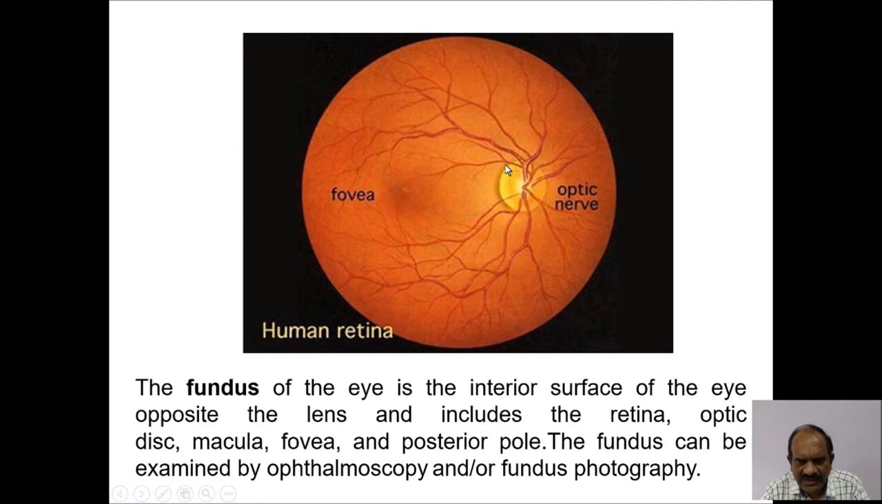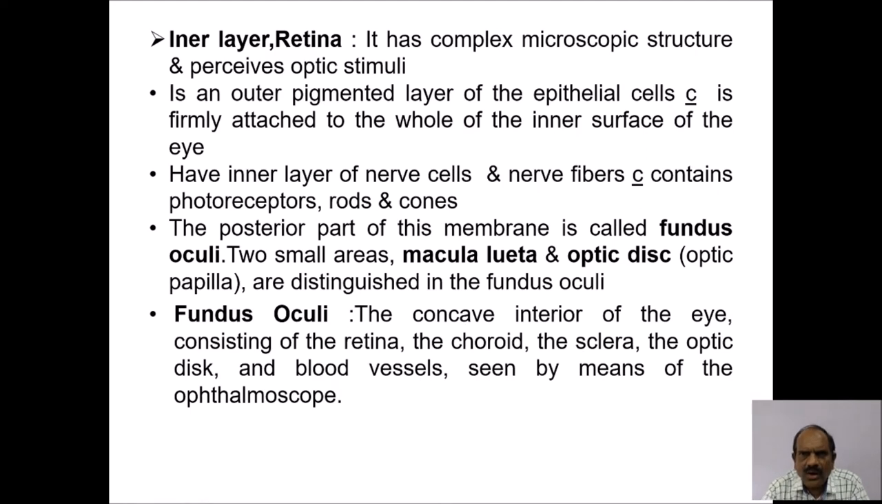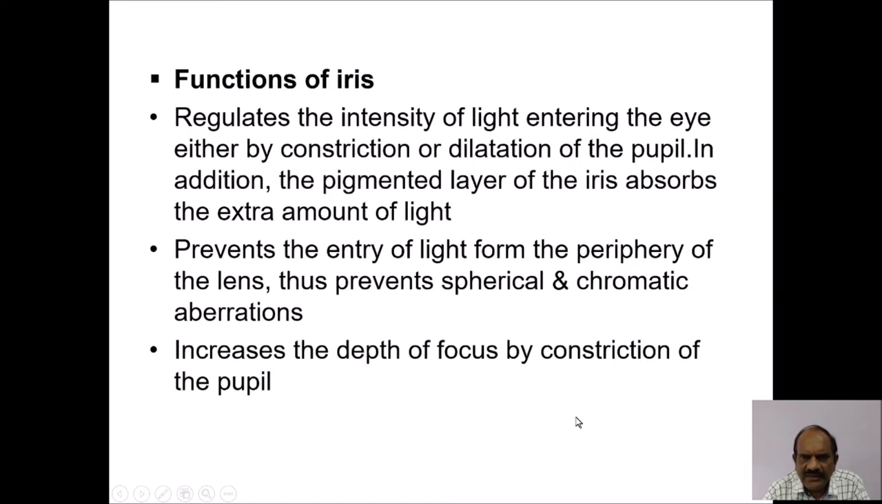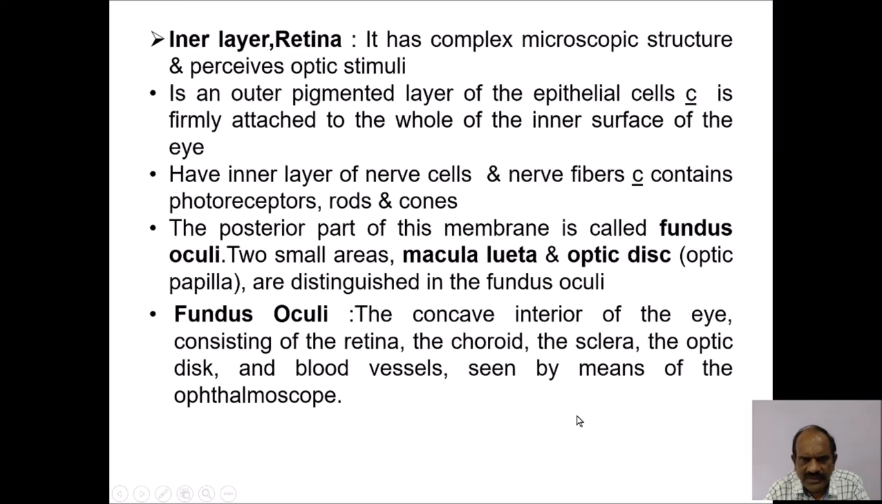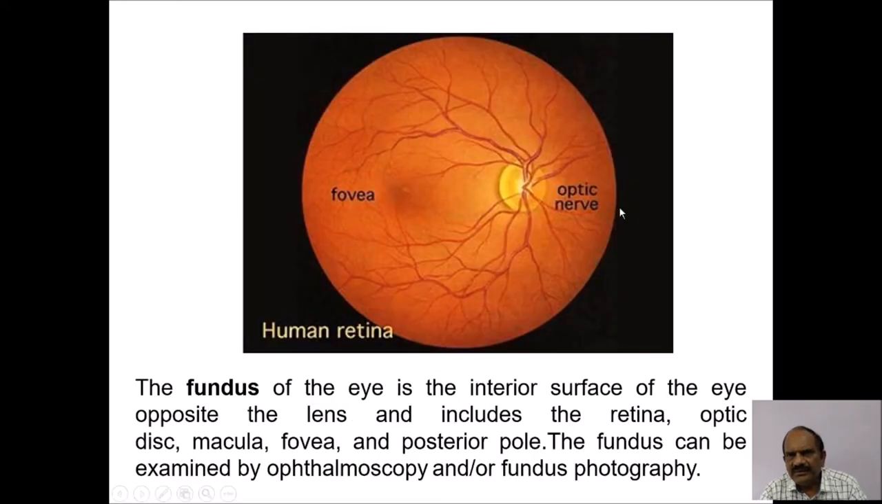Now, as we see here, very commonly, as it is shown, that is the optic disc and that is the macula lutea. One important thing you can observe in this figure is the optic nerve and the optic disc originating from this point, and this is what we call the optic disc. In front of this you can see this part is called the fovea. It is the highest point of visual acuity.